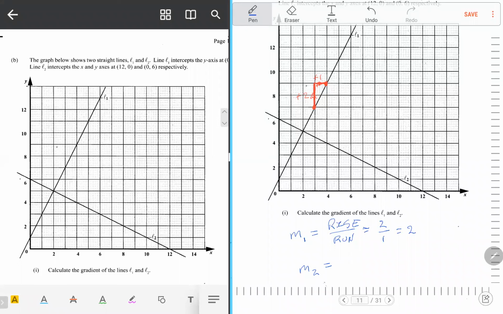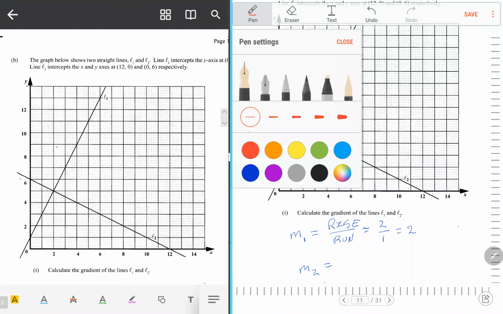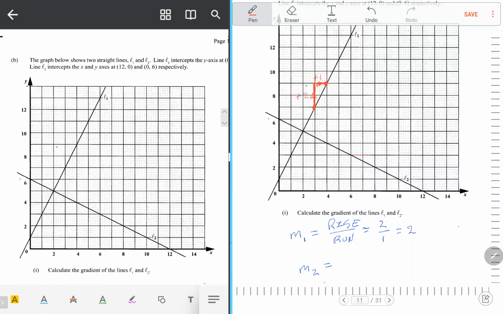For line 2, there's a similar calculation. You can use any 2 points on this line. So let's say we're using this point to this point. Any 2 points that you know the values, you can use. So this one, the rise, you go down. So the rise is negative, you go down, and then you run 2 to the right. So this one is a -1 rise, because you go down, and a +2 run, you go to the right. So rise -1, run 2.